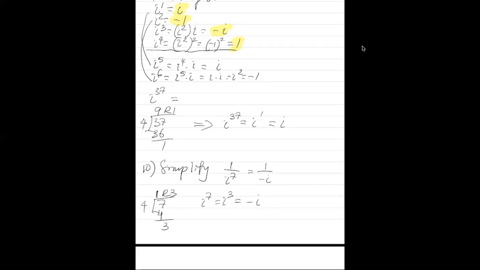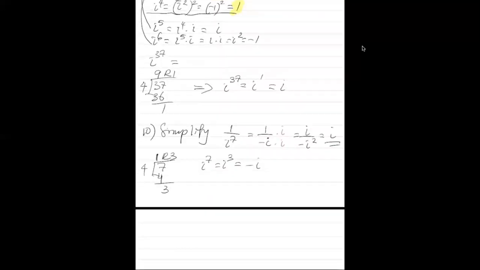How do we simplify this? Your answer has to be written in standard form, a plus bi, unless otherwise specified. So I'm going to multiply by i, both top and bottom. And I have i over negative i squared, but i squared is negative 1, so negative i squared is 1. So this is just going to be i. So we simplified it.